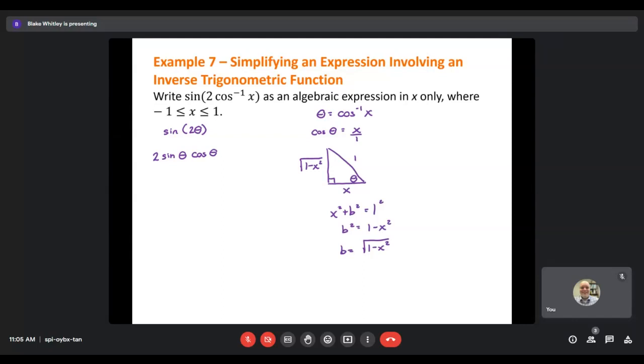And now we should have everything we need to substitute. So we're going to have 2 times our sine of theta, which is the opposite over the hypotenuse. So that's square root 1 minus x squared over 1. Our cosine is adjacent over hypotenuse, which is just x over 1. And now if we multiply all that out, we get 2x times the square root of 1 minus x squared. And so this right here is our final answer. There's our expression in terms of x only, and we got rid of that inverse trig function.